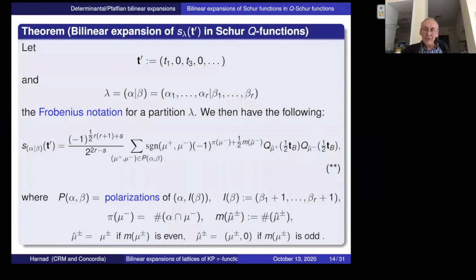One example is what I just said, namely when alpha is the same as beta.